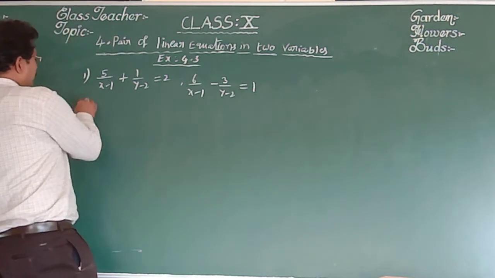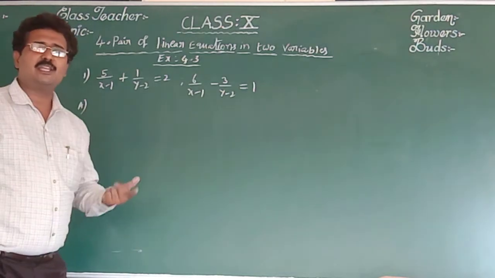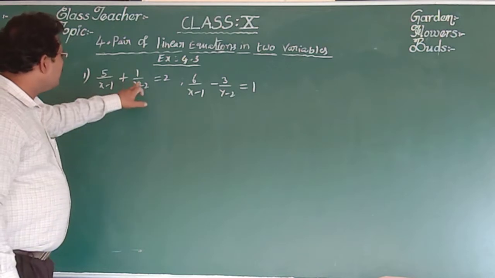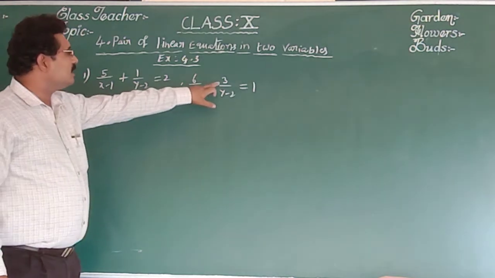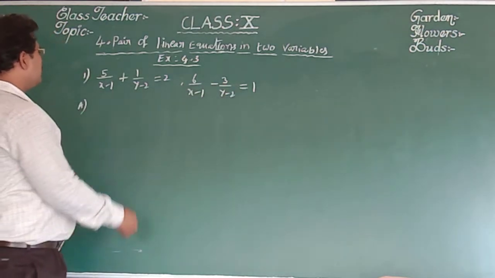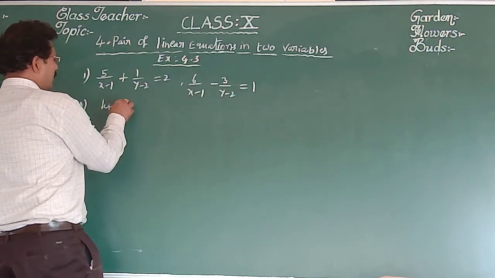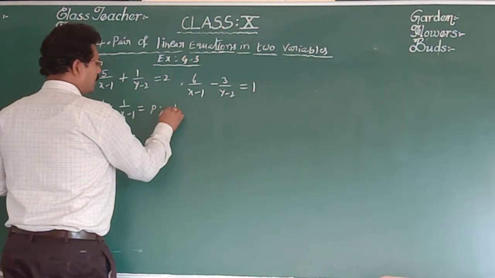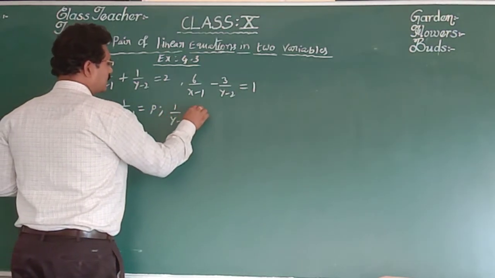Now see how to do. Come on, say 5 by x minus 1 can be written as 5 into 1 by x minus 1. And 3 by y minus 2 can be written as 3 into 1 by y minus 2. So that means let 1 by x minus 1 is equal to p, and 1 by y minus 2 is equal to q.